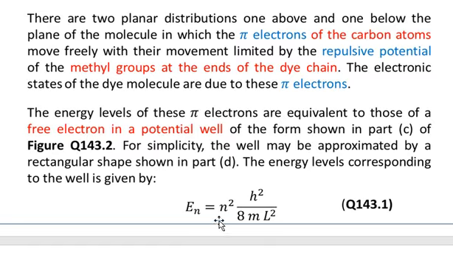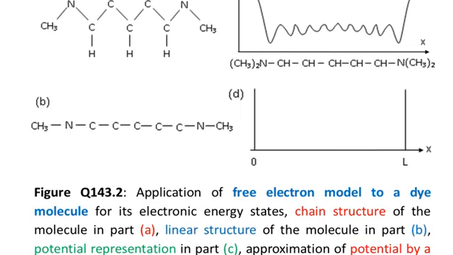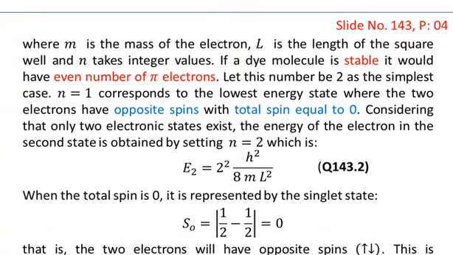The next higher state will be for n is equal to 2. The other next states will be n is equal to 3, n is equal to 4, and so on. So n will take integer values, and corresponding to those integer values, we will get multiple states of the electrons with different energies. Where m is the mass of the electron, capital L is the length of the square well, and n takes integer values.